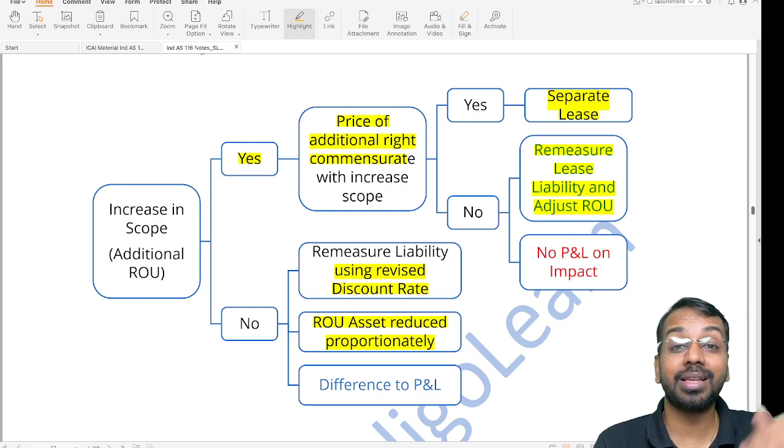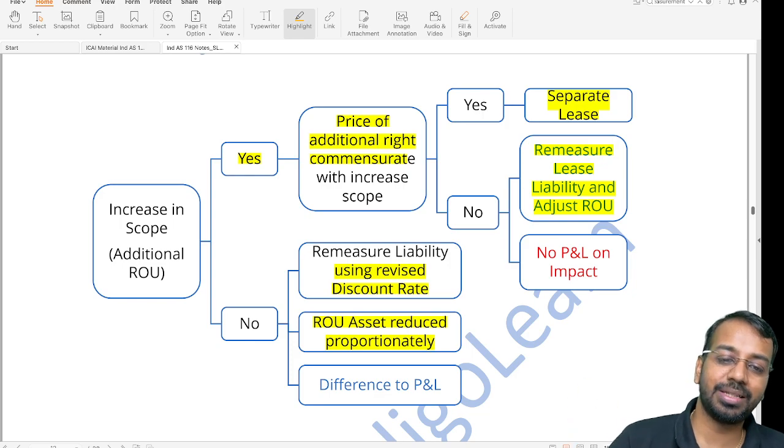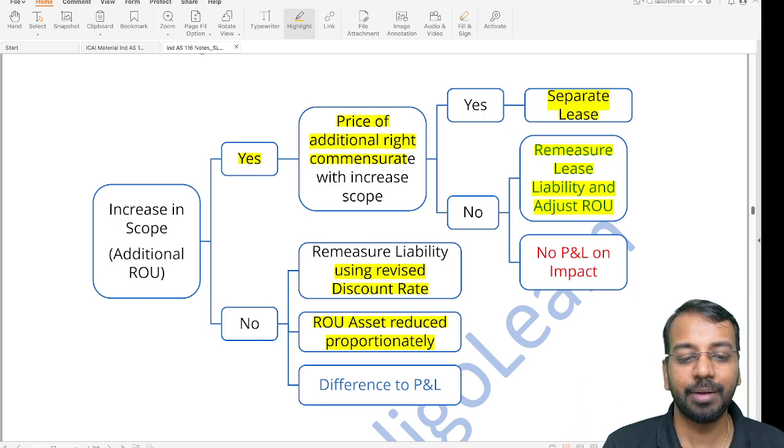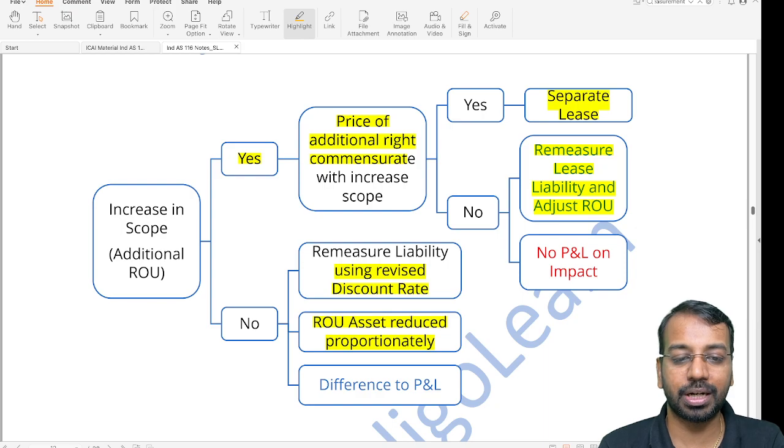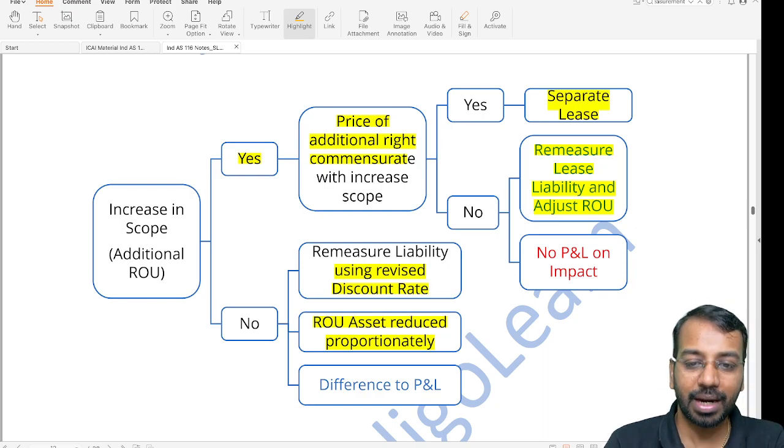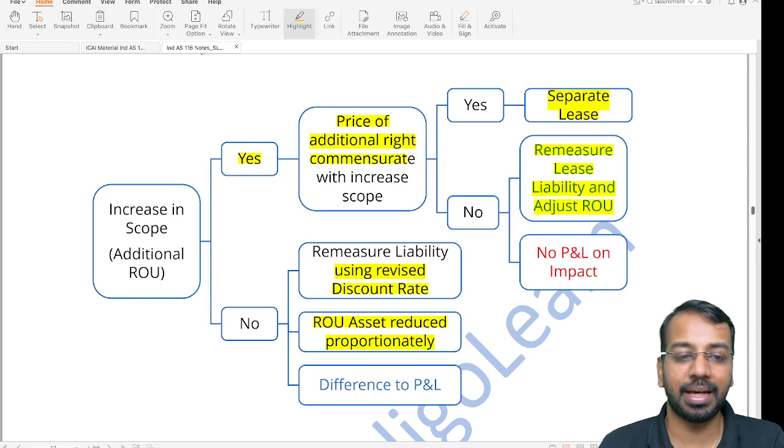Then if there is a reduction in scope, use the revised discount rate to remeasure the lease liability, reduce the ROU asset proportionately. How to do proportionately and all of that, we will take an example in tomorrow's session, and the difference will be charged to P&L.